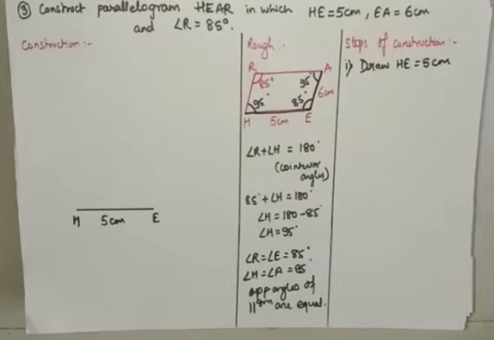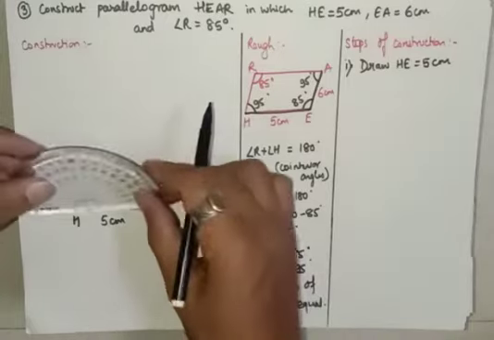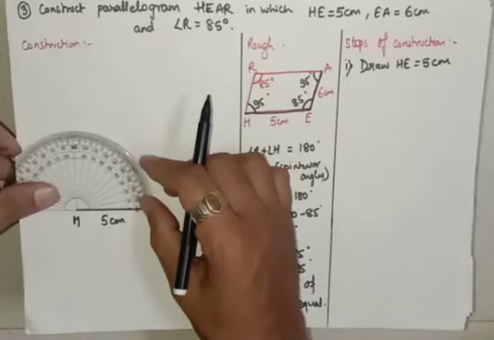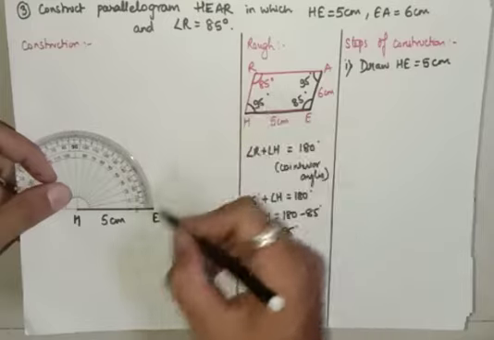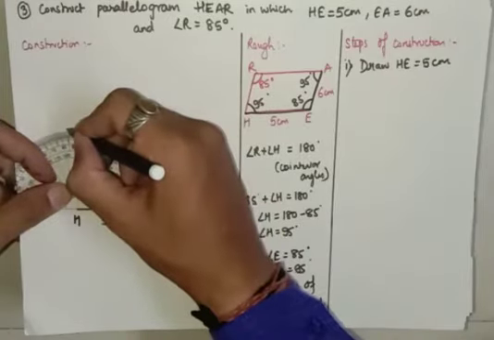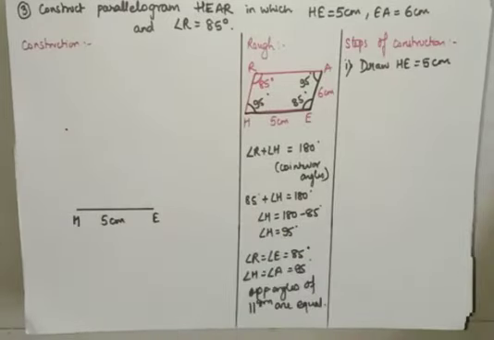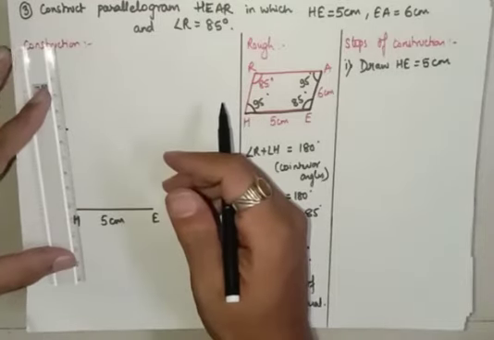You all know that we cannot construct an angle of 95 degree using the compass, as we have learned only the construction of angles which are in the table of 15 degree using the compass. Those in the table of 15 we can make with the compass. Rest all we have to do with the protractor. So here, keeping it at H, I am going to draw an angle of 95 degree, and producing this to point X.